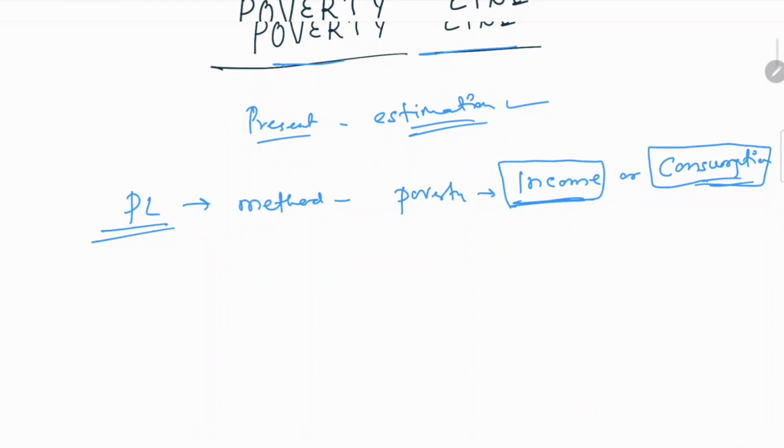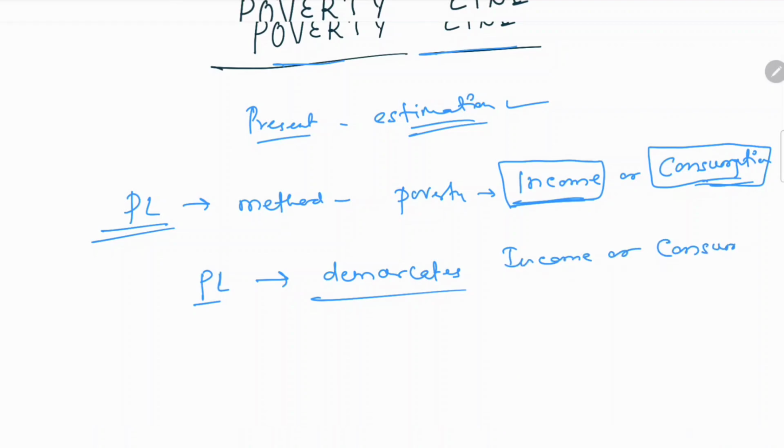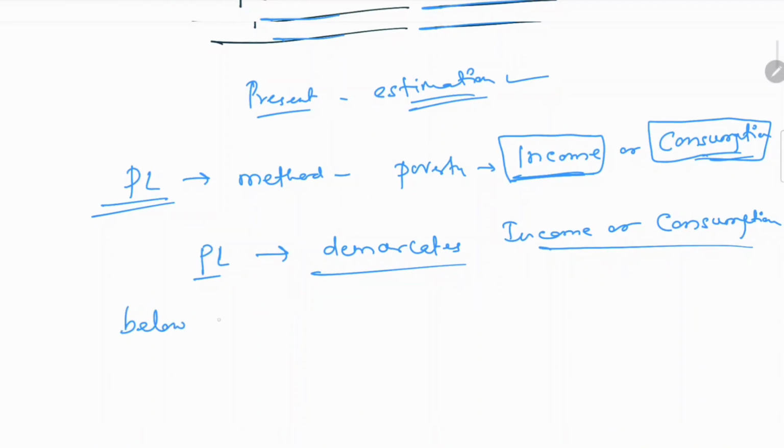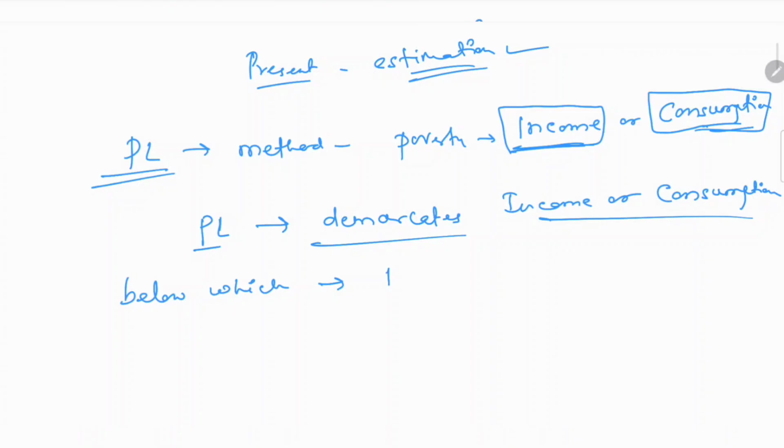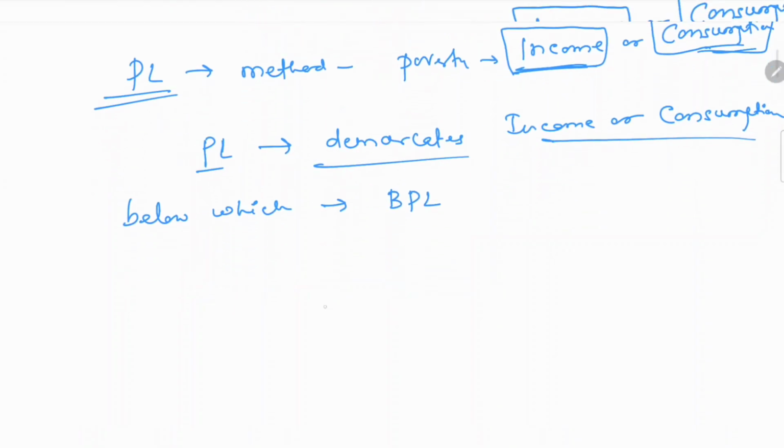Okay, so now this poverty line is the line that demarcates the income, or we can say consumption, below which you can classify the people as below the poverty line. Consider this is a line. Okay, you can consider it as a poverty line.